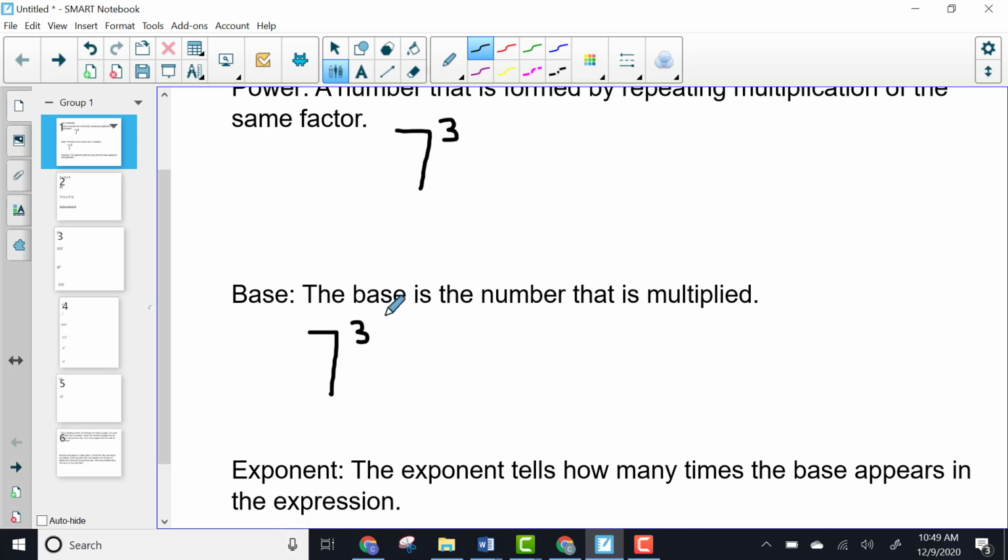The base, I want you to write this down, the base is a number that is multiplied. So 7, since it's a number that's multiplied, is the base. So 7 to the power of 3. Now what this actually represents is 7 times 7 times 7. This is just a much easier and shorter way to write that.